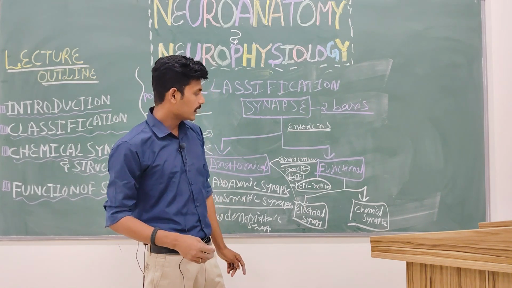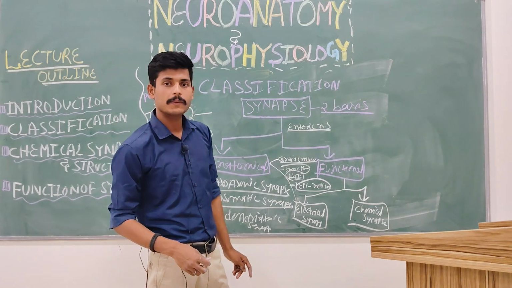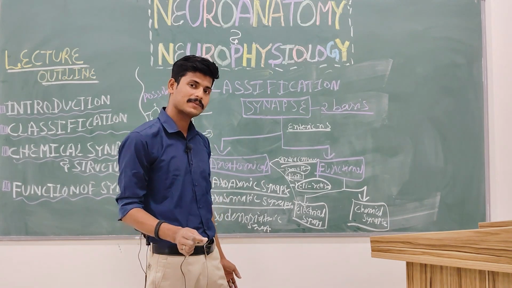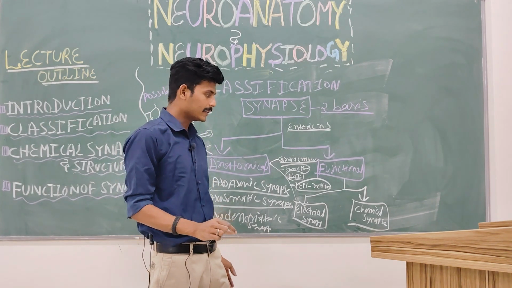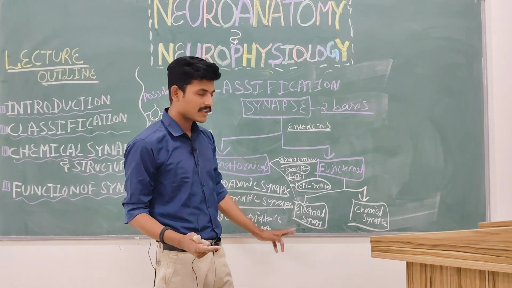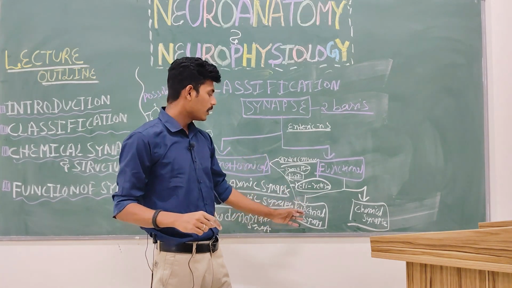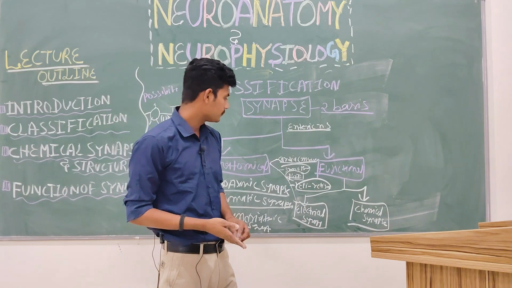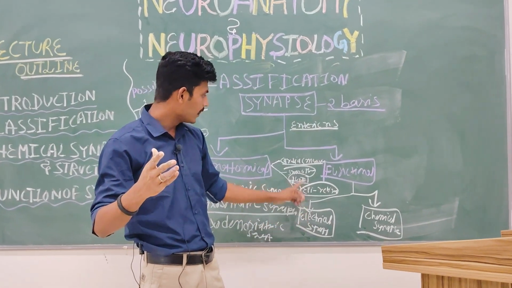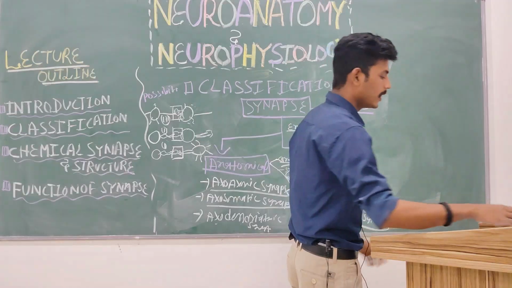Functional classification again has two types. One is called the electrical synapse, and one is called the chemical synapse. The fundamental difference is that the electrical synapse is fast, and the chemical synapse is a bit slower. Another distinguishing feature is that the chemical synapse has a gap, while the electrical synapse does not have any gap. As I said, electrical synapses are rare in our body. They are only confined to the cardiac muscle, smooth muscle of the GIT, and the epithelium of the retina.